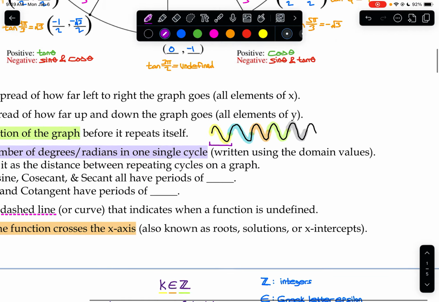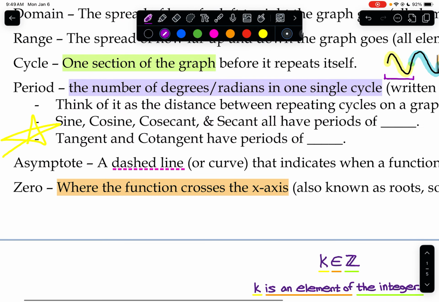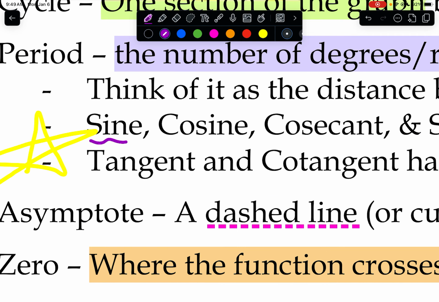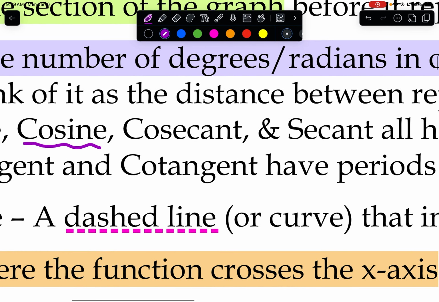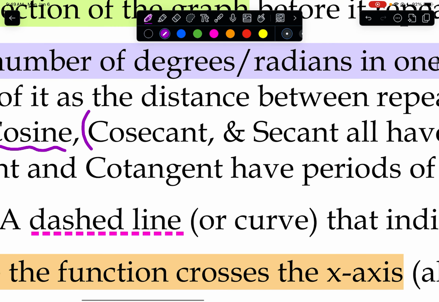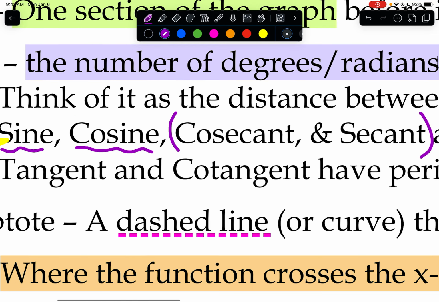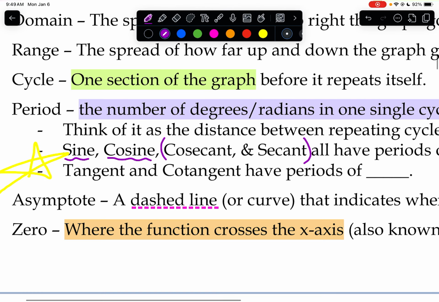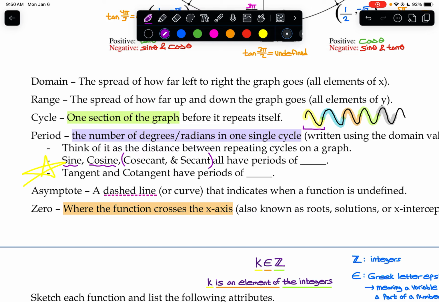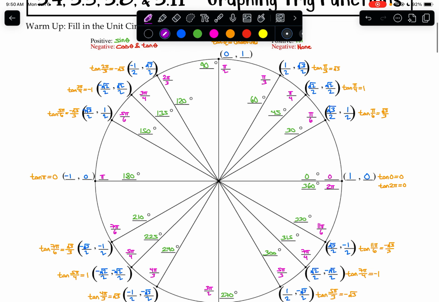Okay, so for the next part, now we're actually going to look to see what's the default period for your trig functions. We're going to start with just your sine and cosine functions, and then by default, that's also going to refer to your cosecant and secant functions, since those are reciprocal functions of sine and cosine. So the periods of sine and cosine will also dictate the period of cosecant and secant, respectively. In order to determine that period, we're going to go back up here to the unit circle.